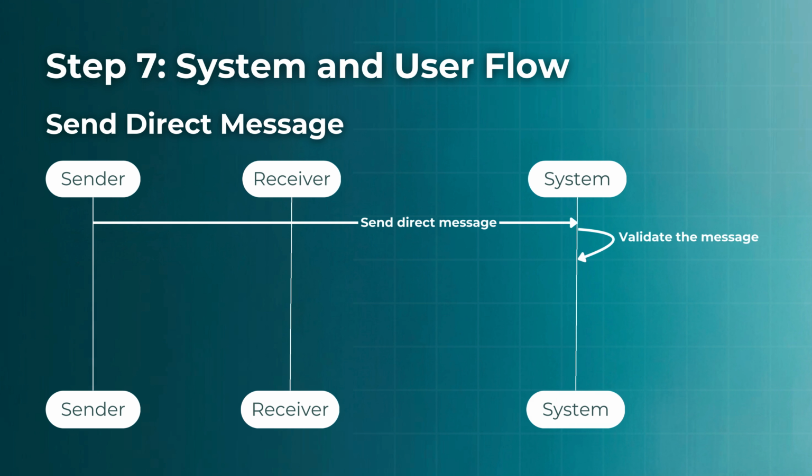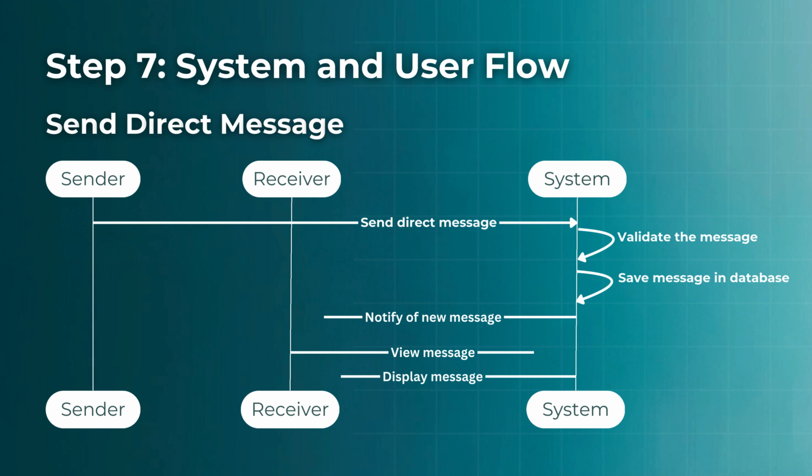First, we validate the message. The system checks to make sure the content is appropriate, complies with any platform rules, and is ready to be sent. Next, it's all about storage. The system securely saves the message in the database. It also keeps track of who sent it and who's supposed to receive it, so everything stays organized.